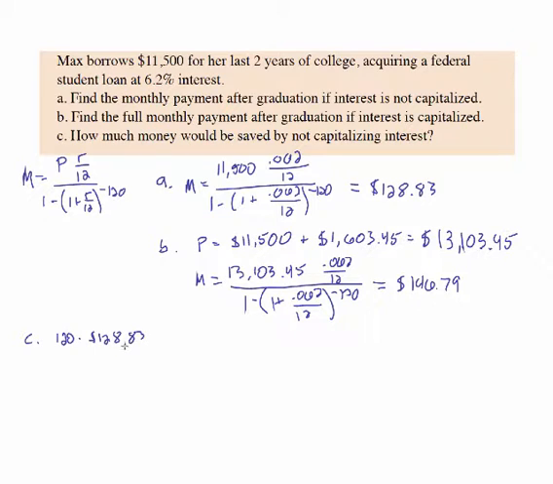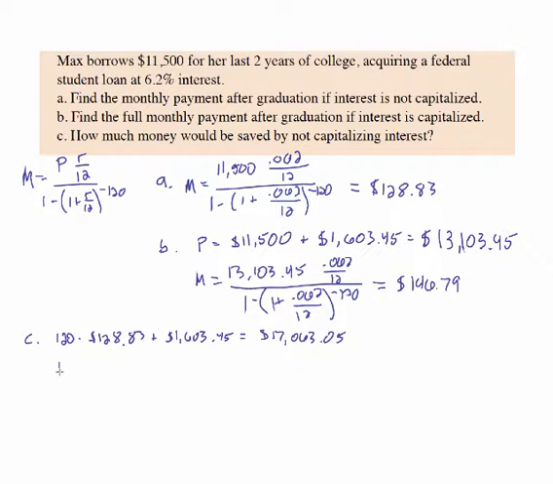That's the payments after graduation. And then you have to add to that the amount of interest that was paid while still in school, which was $1,603.45. And that gives us a grand total payout of $17,063.05. That's the total cost of the loan if interest is not capitalized and payments are made while in school.